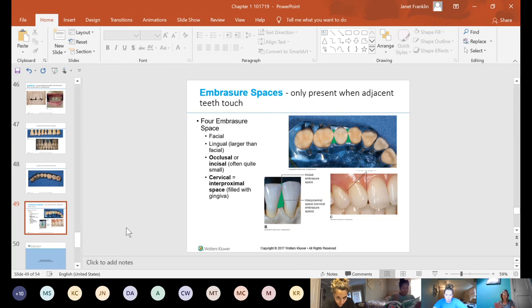When we go through each chapter, we will talk about how big these embrasure spaces are. Why do you care? Knowing where these spaces are will help you when you're scaling, because when you're scaling, you need to reach those instruments into some tiny spaces. And so you want to find the biggest space you can reach your instrument in so you have the most amount of room to work. So knowing where those spaces are and where they're bigger is going to help you.